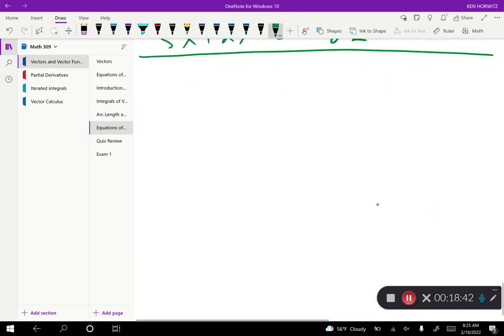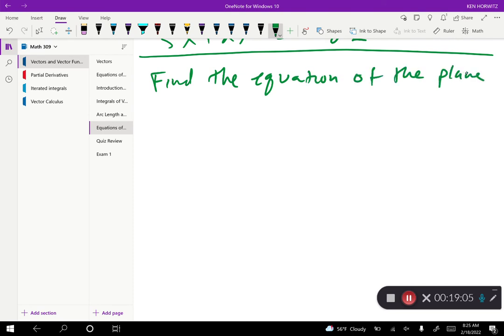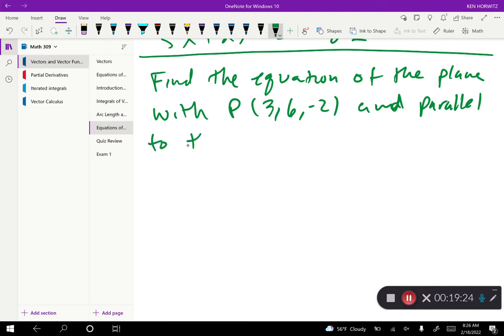I'm going to just scroll down a little bit. Find the equation of the plane with point (3, 6, negative 2) and parallel to the plane 2x plus 3y minus z equals 4.